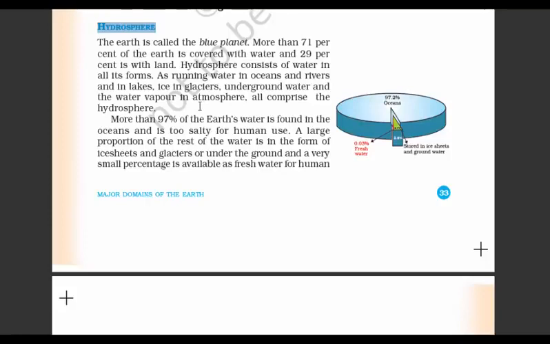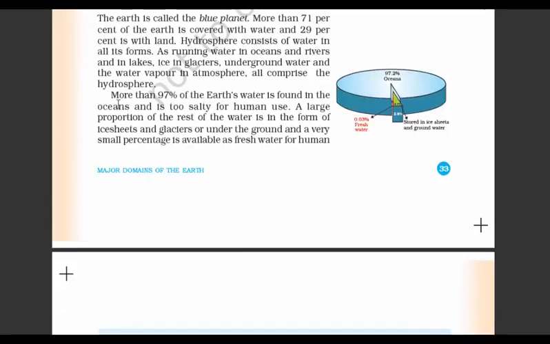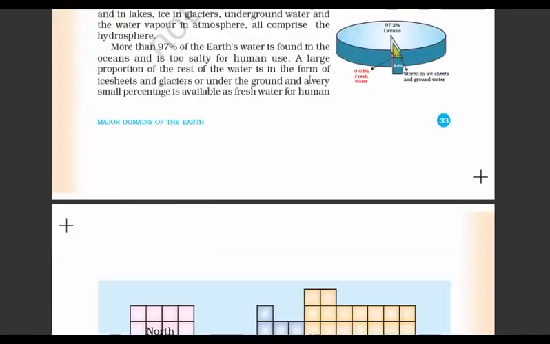It comprises of everything. So hence now we can say more than 97% of the Earth's water is found in the ocean. So as humans we cannot drink the ocean water as it's too salty. So we hugely rely on glaciers because when they melt they produce fresh water, and also underground water which is available in very small percentage.